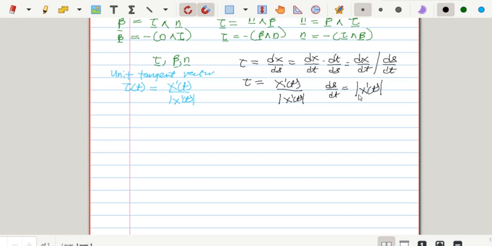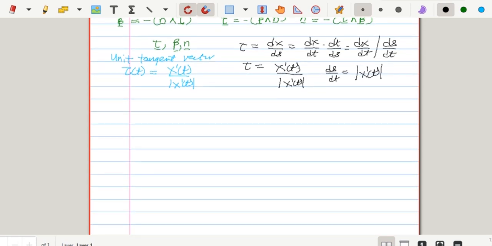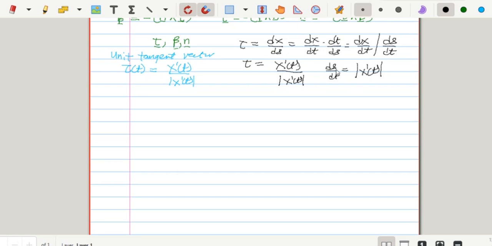This is from our first video. This is the length of an arc. So this formula for the length of an arc substitutes for dx over dt, which is the modulus of x prime of t. So we have our unit tangent vector equal to this.